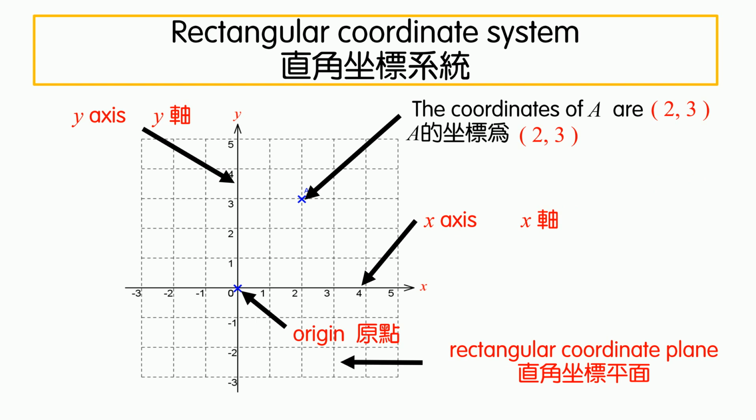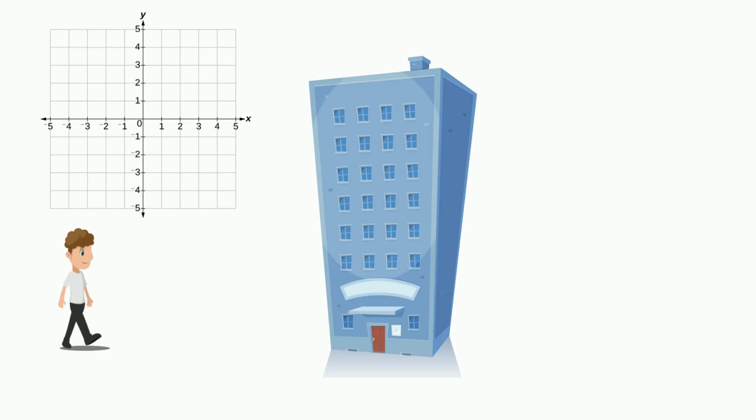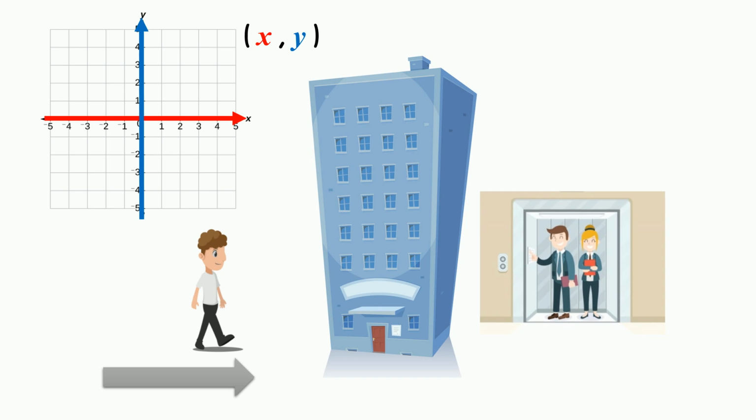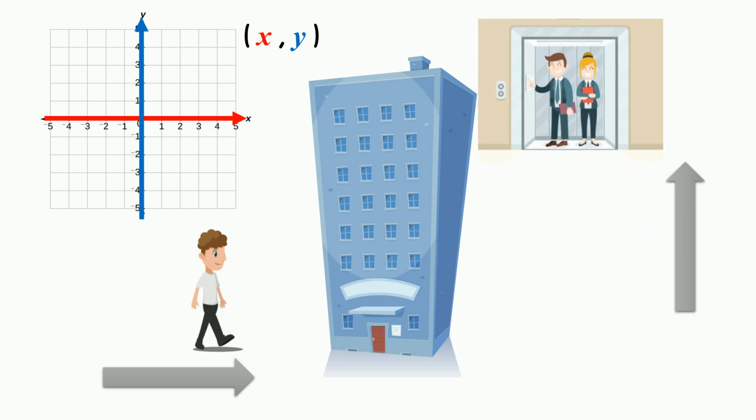So remember that any point on this rectangular coordinate plane starts with x and then y. Read the horizontal axis first and then read the vertical axis. It's similar to when you go back home, you need to walk to that building horizontally and then take the lift to go upward. So remember to read the horizontal information first and then the vertical information.